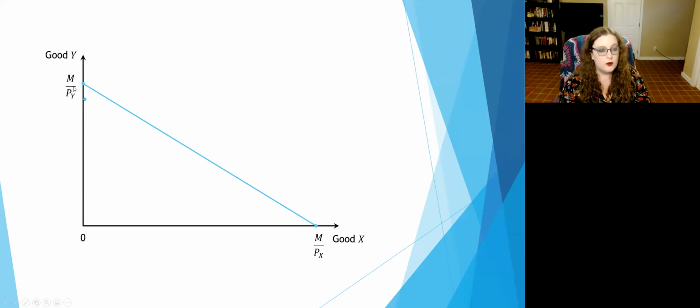M divided by PY is just the total amount that we can purchase of one good if we only spent money on that one good. It's where our y-intercept is. Then down here we have M divided by PX, the total amount of money that we have divided by the price of good X. In this one, we had pizza, so it's the $500 divided by the $10 pizzas. That's 50. That would be our intercept right here.